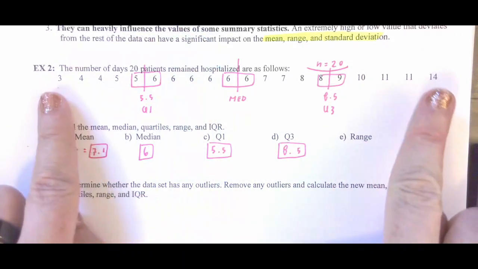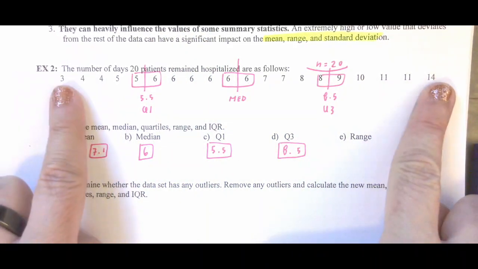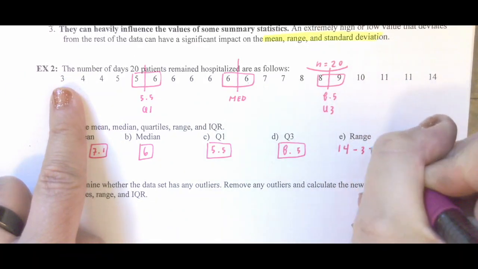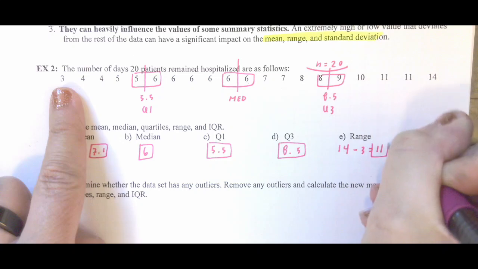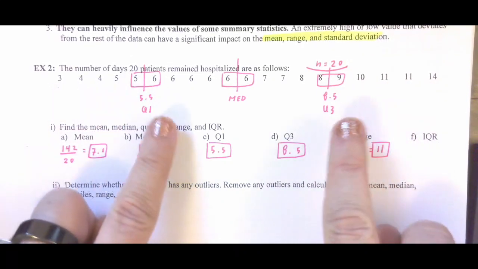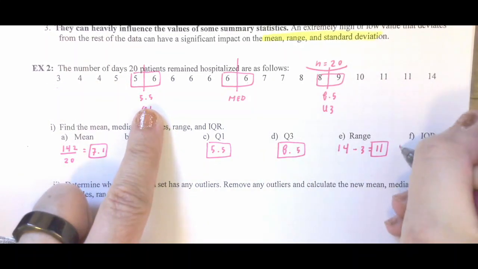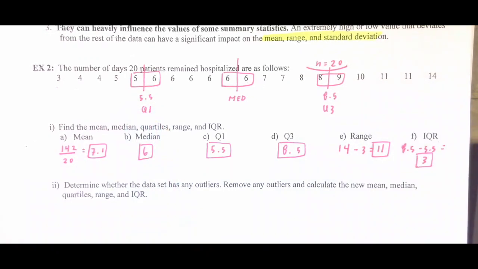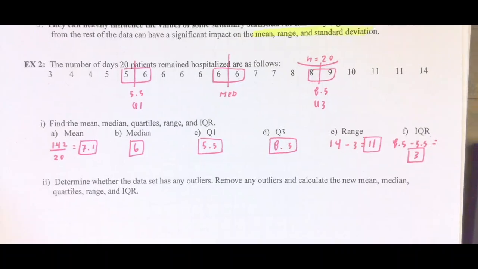Okay, the range, what's the difference between the high and the low, the max and the min? So 14 minus 3 is 11. And then the IQR, the difference between the quartiles, 8.5 minus 5.5 is 3. All right, do we have any outliers?